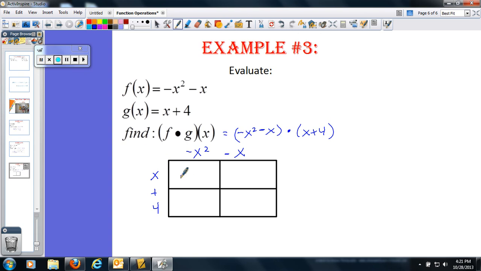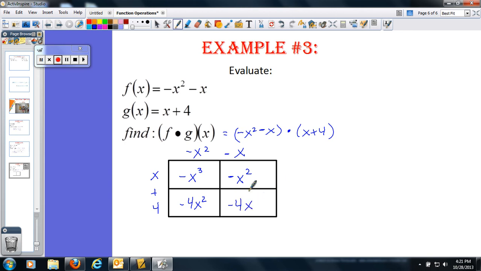So x times negative x squared. Anytime you multiply variables, you add the exponents. So that's x to the 2, and the exponent for this is 1, so that'd be negative x to the 3rd. Negative x squared times 4 is going to be negative 4x squared. X times negative x is going to be negative, and you have x to the 1st times x to the 1st, so that's negative x squared. And then negative x times 4 is going to be negative 4x.